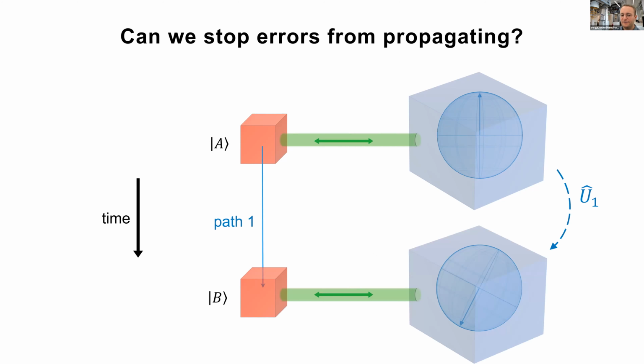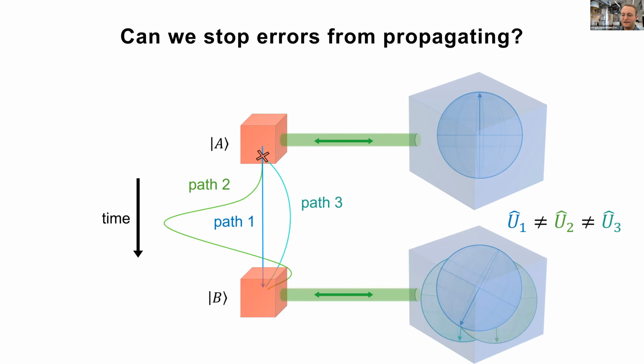But if the ancilla suffered some error during this evolution, it could have reached this final state through a different path. And this would result in different gates being applied to the logical qubit. In general, this means that an ancilla error has propagated to become an uncorrectable logical error.